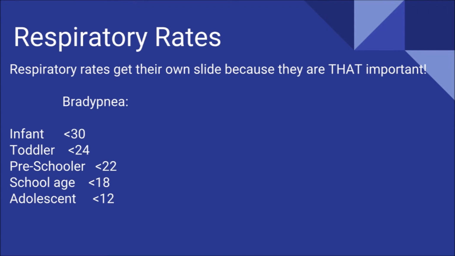So respiratory rates. Respiratory rates get their own slide because they're that important. Remember, the chief cause of bradycardia in kids is always hypoxia. So infants are bradypneic at a rate of less than 30. Toddlers, less than 24. Preschoolers, less than 22. School age, less than 18 breaths a minute. And an adolescent goes up to the adult realm of things. They are bradypneic below 12.